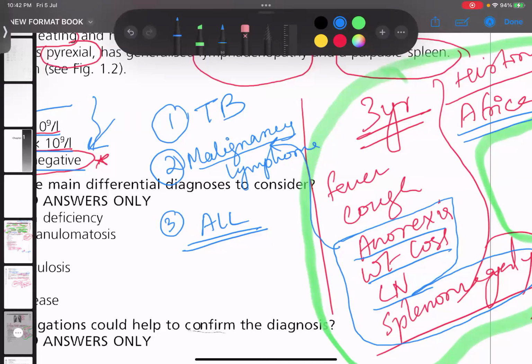Okay, we are okay with these three findings. Now, what do you think? What can we think about? What are the points in favor of TB?